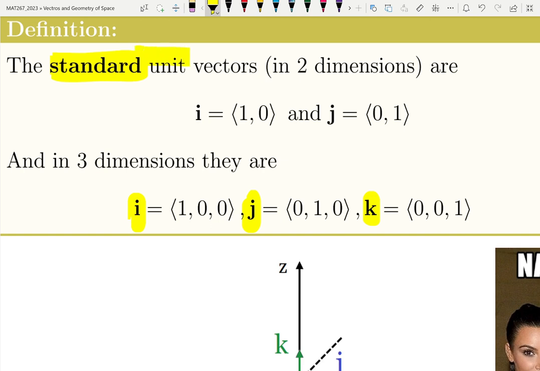IJK, standard unit vectors. Extremely important. Everything in the world is described using standard unit vectors. Everything. Temperature, air, magnetic fields, how sweet the chocolate is. All of this is described using standard unit vectors. Even neuroscience, the mood swings, that's what the psychology department is working with neuroscience. All of this also uses IJK.